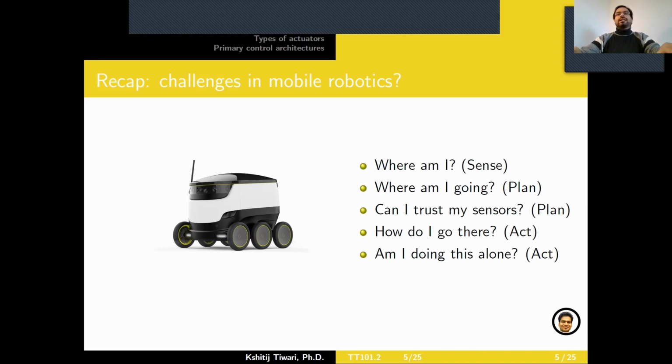Now, they could be broadly classified into the sense, plan, and act categories. So where am I? You're trying to sense where you are. Where am I going, and can you trust your sensors for making a plan? So it's a part of your plan or decision making. And how do you go there, and are you doing this alone? Those are your criteria for acting upon the plans that you've made based on the information that you've sensed.